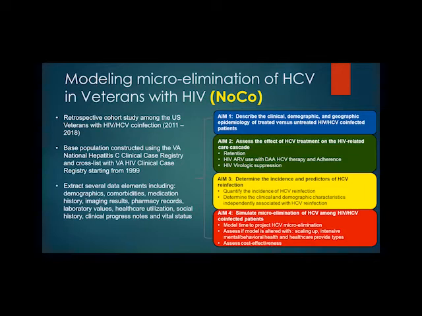The third one, and I kind of cringe when I hear clinicians talk about not wanting to treat an active drug user for hepatitis C, is looking at reinfection. And I don't think we have good numbers of reinfection within the VA. So we want to quantify how often this is occurring, and are there predictors of reinfection that are happening?